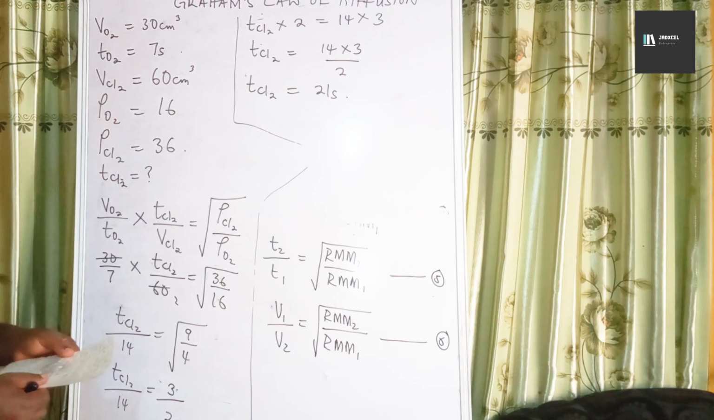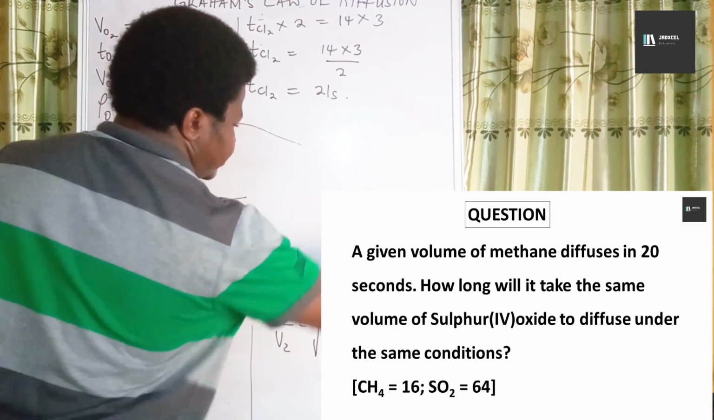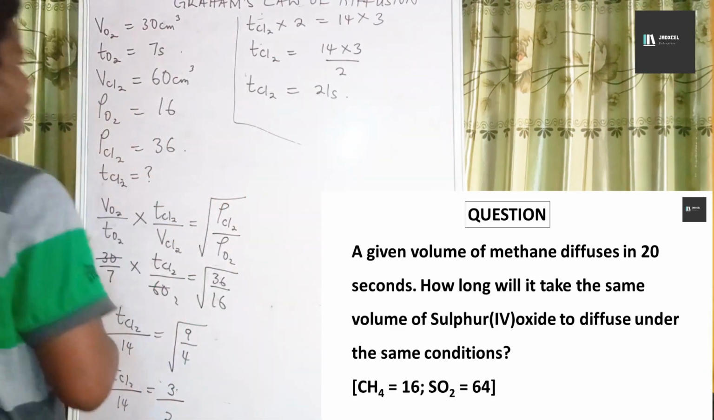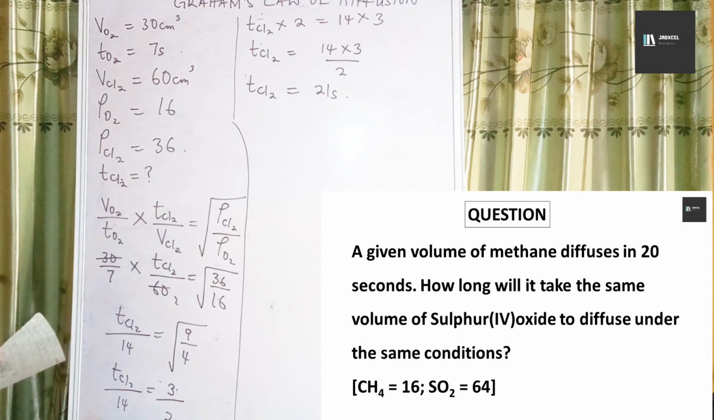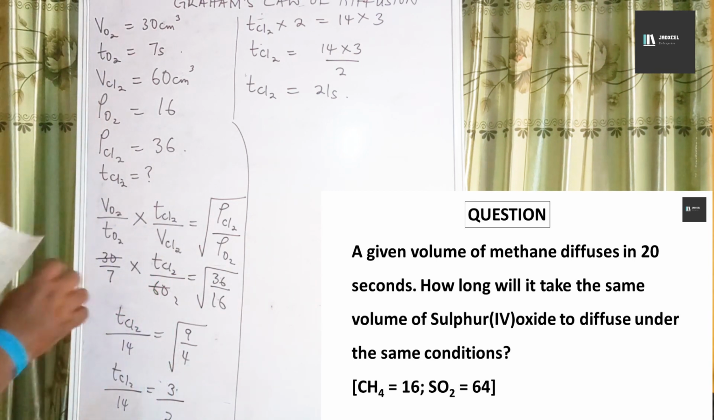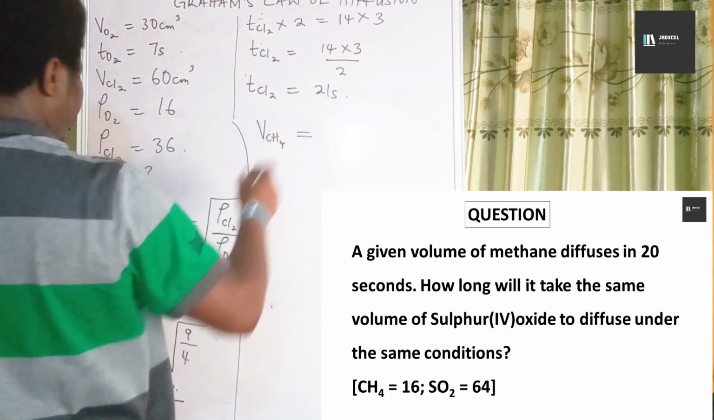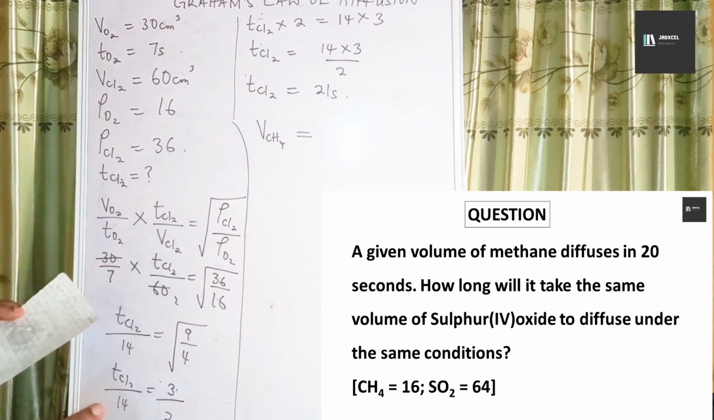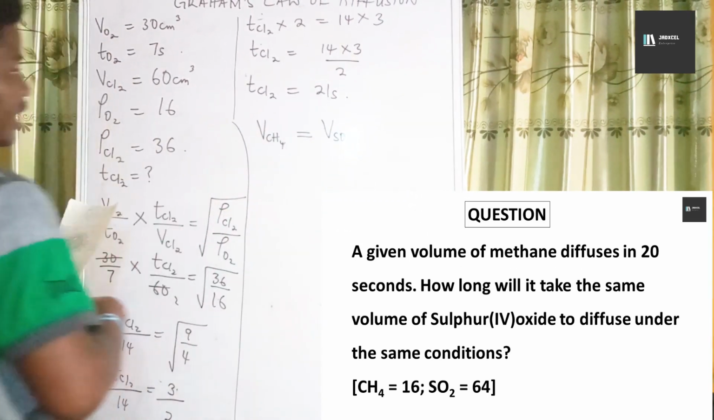I said we are going to take 3 examples. The second one reads thus: a given volume of methane. We all know the formula of methane, that's CH4. A given volume of methane diffuses in 20 seconds. How long will it take the same volume of sulfur IV oxide, SO2, meaning that the volumes are the same.